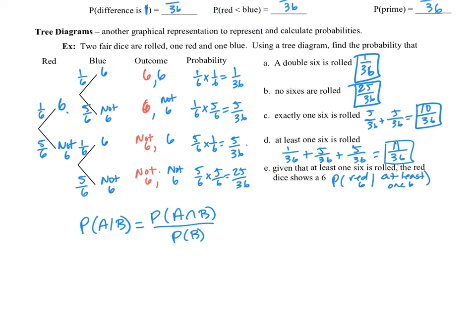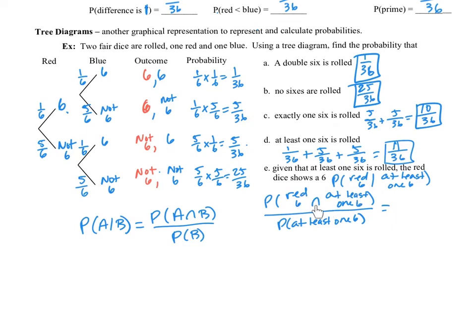Let me write out what we're going to do. We're going to take the probability of a red 6, the intersection of that with at least one 6, all right? And then we're going to put that over the probability of getting at least one 6. And I apologize, you're running out of room on your paper, I know. Okay, so let's find this top probability. So the probability of getting the intersection of a red 6 and at least one 6.